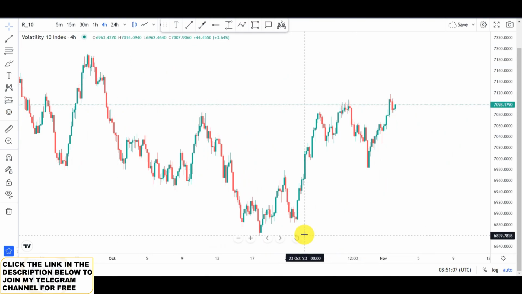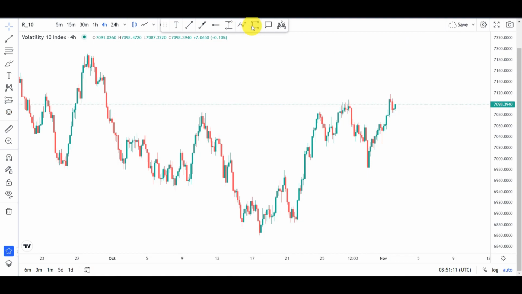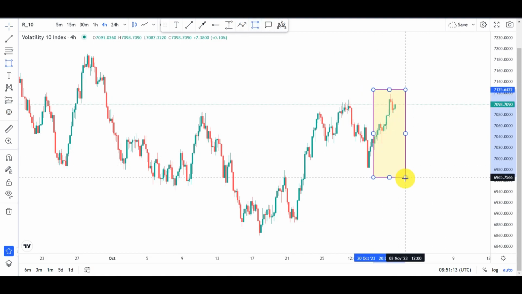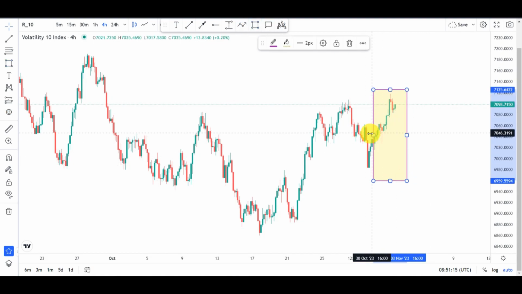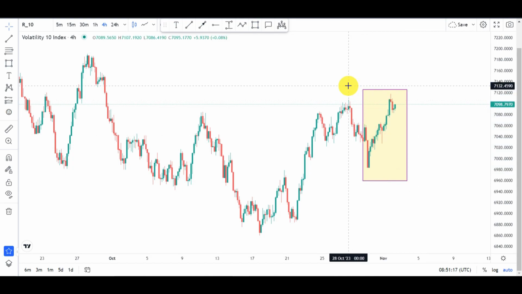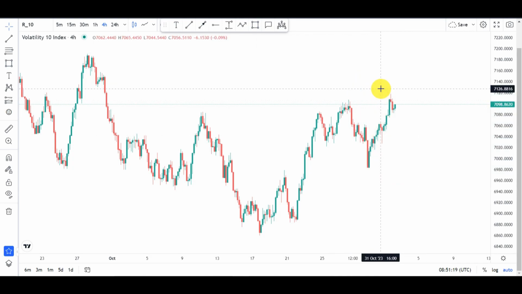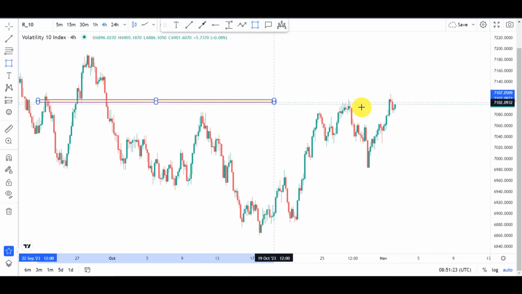Right here we can see on volatility 10 index that this market is currently in an uptrend movement. So we'll just concentrate on this leg right here, and this leg shows us that this market is in an uptrend movement. But you should not forget that this market is also approaching an important level right here.